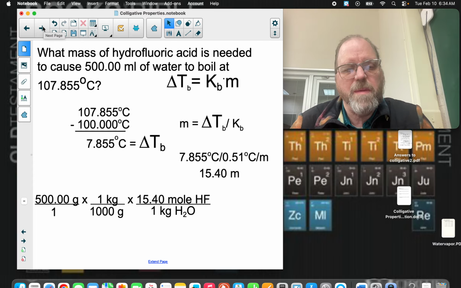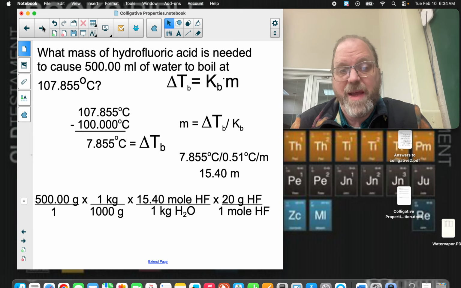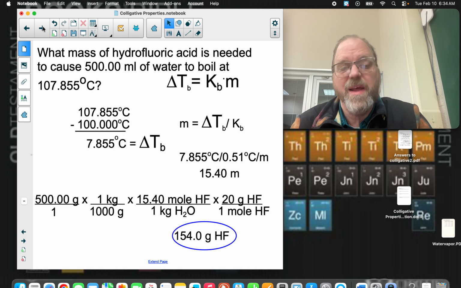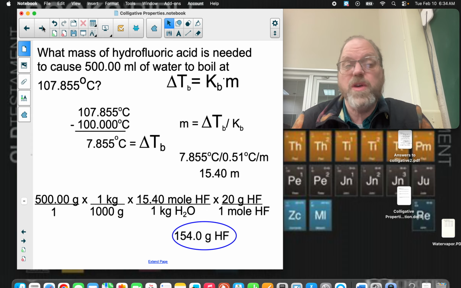All right, so when we multiply by the mass, which is 20, 19 plus 1, 20, multiply through, we get 154.0 grams of HF, hydrogen fluoride. All right, that's my answer. All right, good to go.